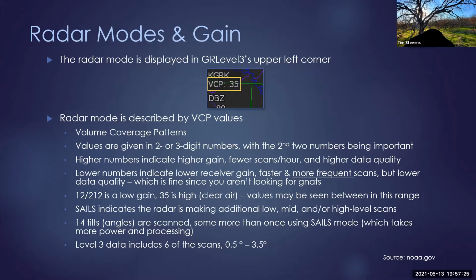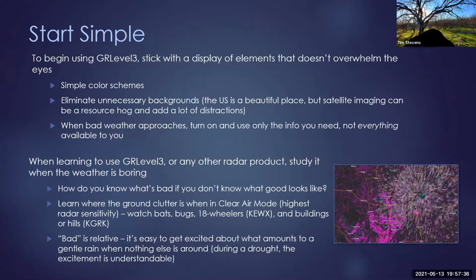Level 3 data includes 6 of the 14 scans that I talked about that are available from level 2, and those 6 will get you a good enough picture to know what's going on in our case.